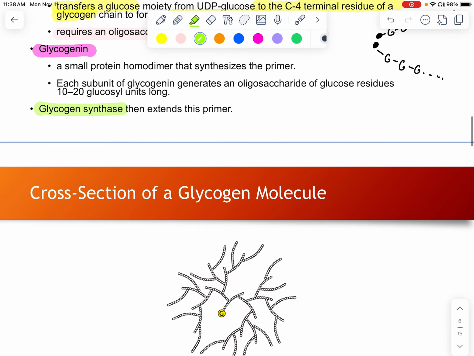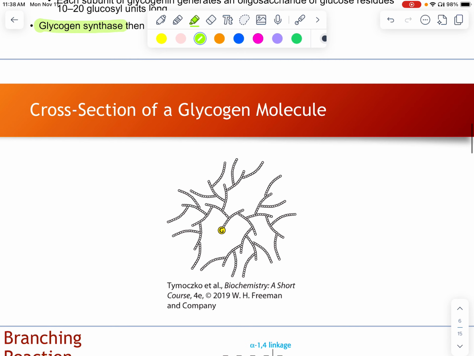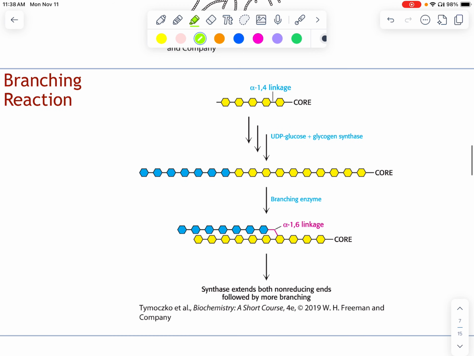If we look at a cross section, right here is that little G protein we were talking about in the middle, and it gets us started with a branch. And you can just see on this that there is a lot of branching in our glycogen. So let's look how that branching forms. So we have our core, that glycogenin, and it starts building out. Each of these little hexagons is a glucose unit. And that core builds out about 10 units.